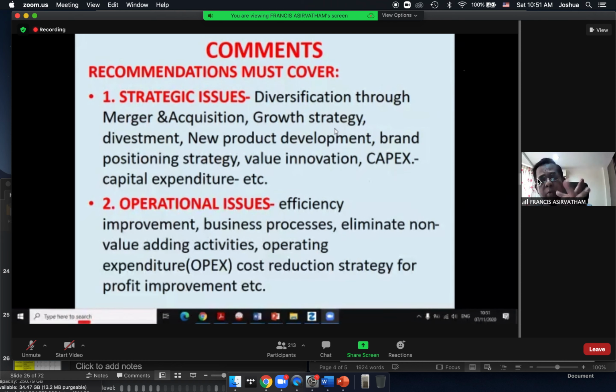If students are not aware, what is strategic? The growth strategy, divestment strategy, divestments, you take out some companies, you sell the companies, new product development, brand positioning, value innovation, capex, capital expenditure means buying new assets. It's all a strategic decision. Operational issues: efficiency improvement, business process improvement, elimination of non-value adding activities. Operating expenditure, cost reduction strategy, profit improvement, all these are operational issues. So I've given you some examples for those who are not aware.